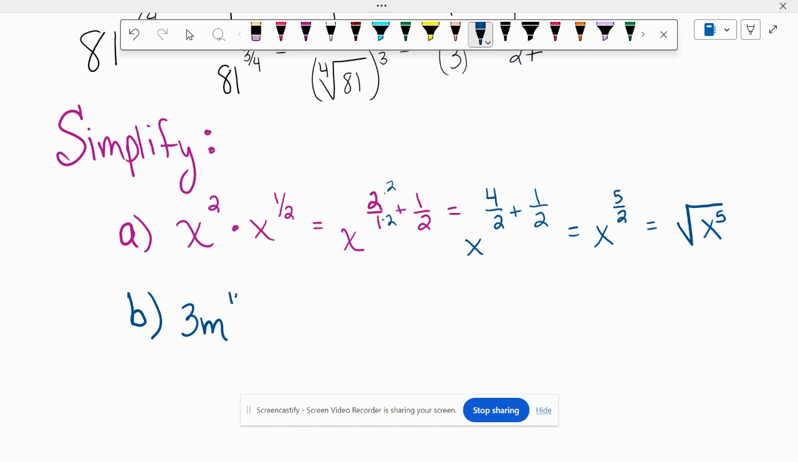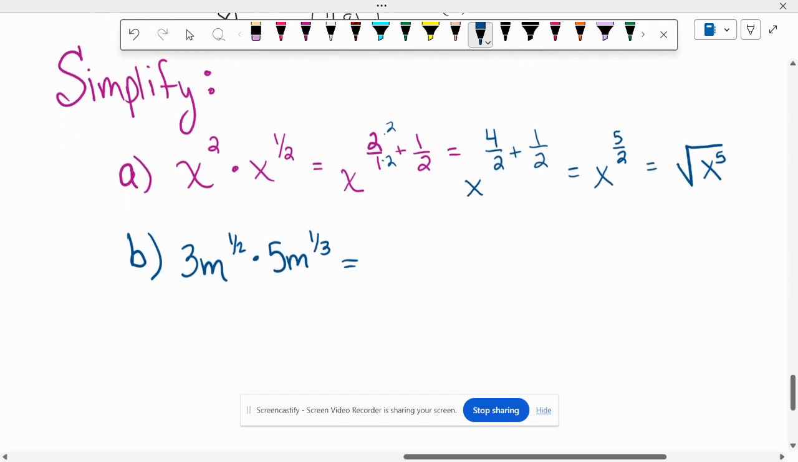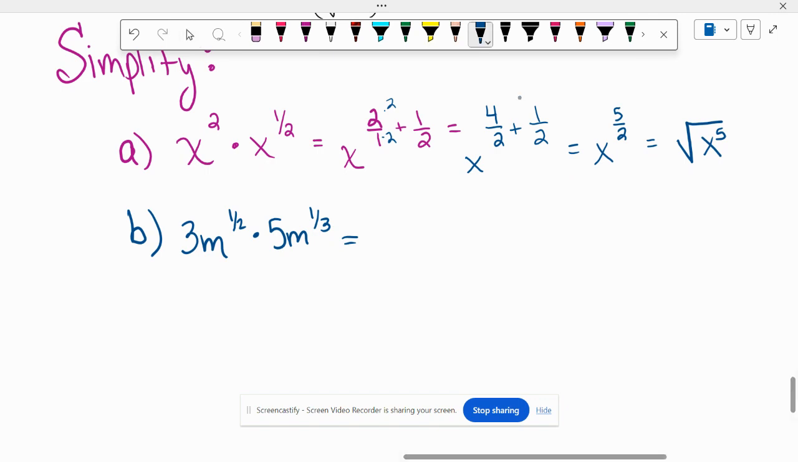3m to the 1/2 times 5m to the 1/3. Well, I can do the 3 times 5. What is that? 15. And then my power of m is going to be 1/2 plus 1/3. So what is the greatest common denominator? Or it's actually, I want the least common denominator, yeah? So it's 6. I need a denominator of 6.